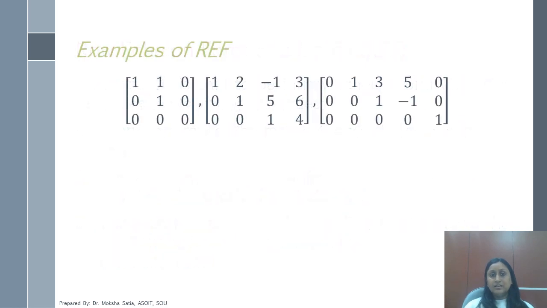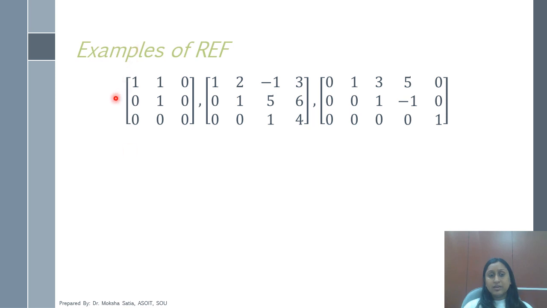Now let's see the example of row echelon form. Here are three examples which represent the row echelon form. First one is 1, 1, 0, 0, 1, 0. The last one is 0, 0, 0. So here you can see the first condition is satisfied, that the zero row should be in the last. Now, the non-zero row should have a leading one, meaning the first non-zero number should be 1.